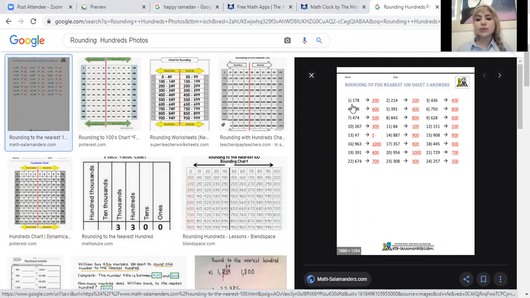So if I want to round 178 to the nearest 100, I will ask the tens digit value. Hello 7, how are you? Are you greater than 5 or smaller than 5? I'm greater than 5. So 7 will give 1 a push. So 1 will be 2, and 7 and 8 will go back home, bring back 0.